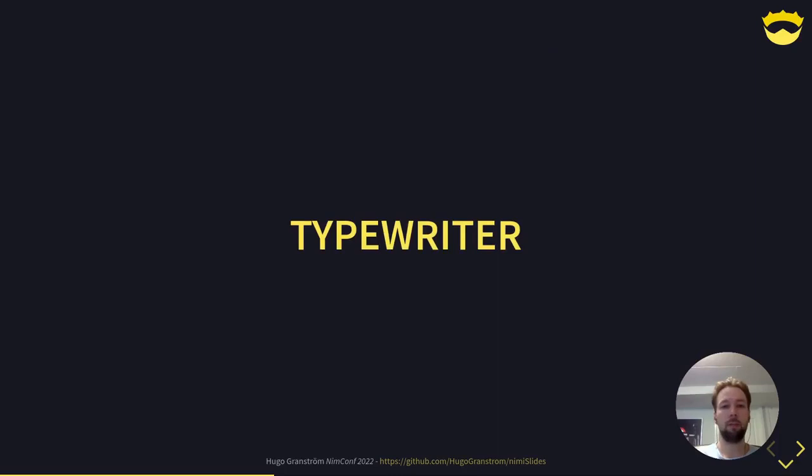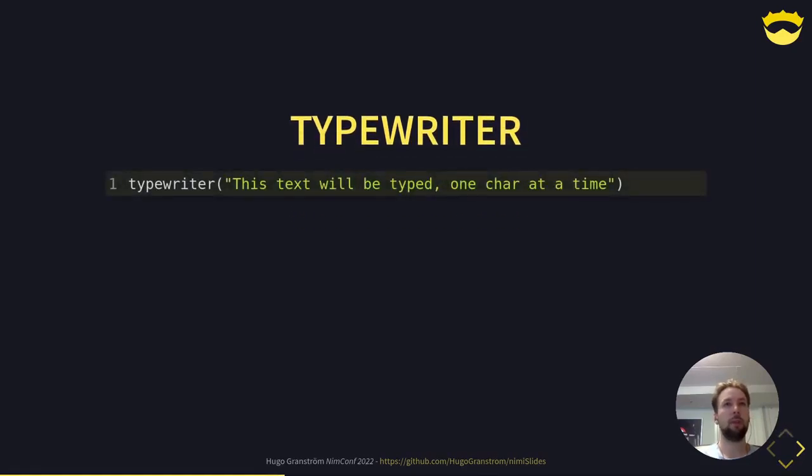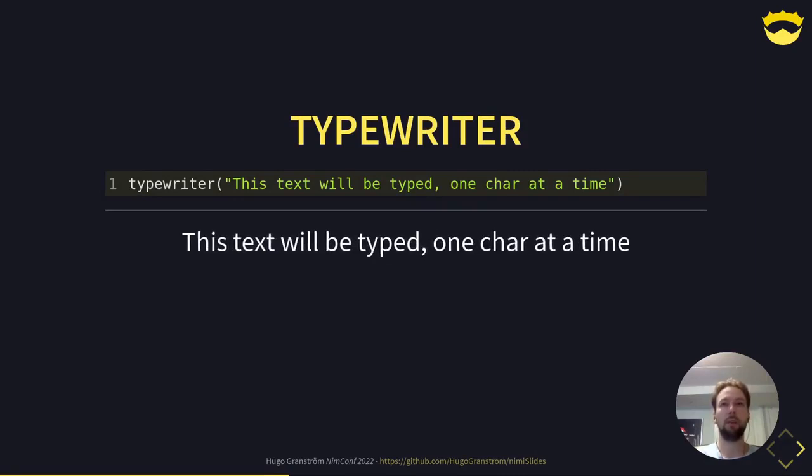Next up we have the Typewriter effect, which was implemented in pure Nim using Nimib's new NBJS API, which is pretty neat. And the way it works is that you give it a piece of text like this. This text will be typed one character at a time. And then it will do just that. Print the text one character at a time. You can also adjust the speed to be slower or faster.